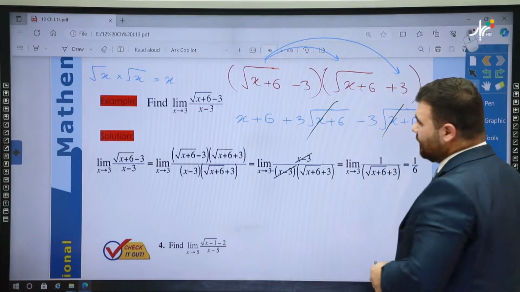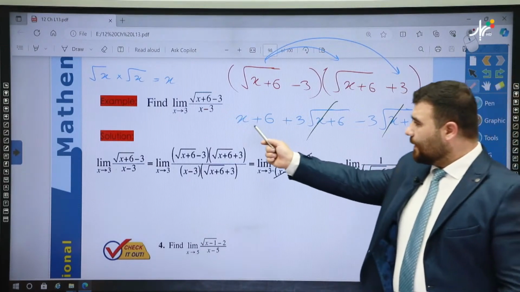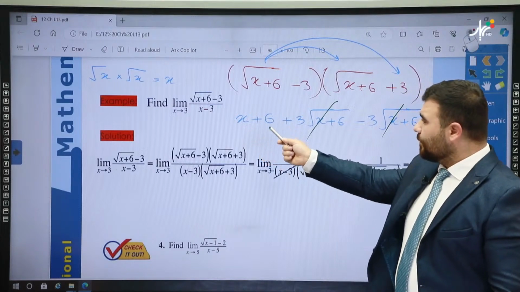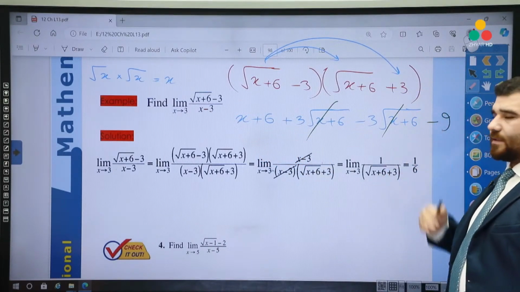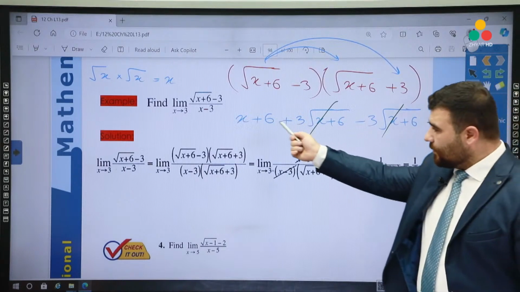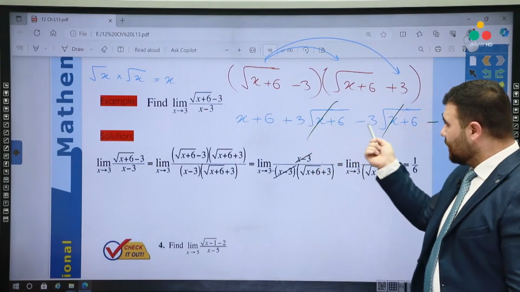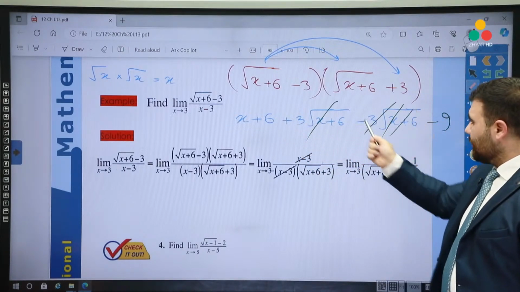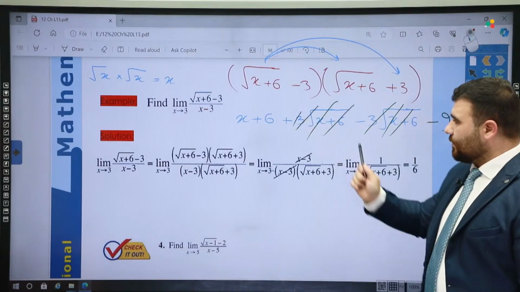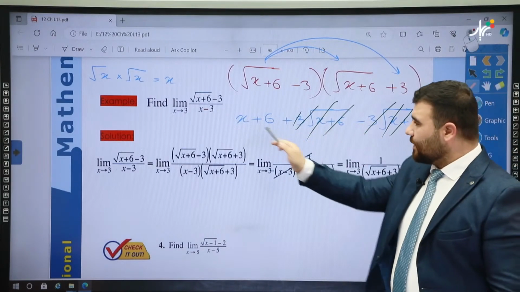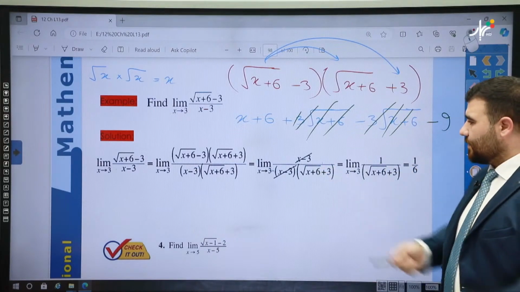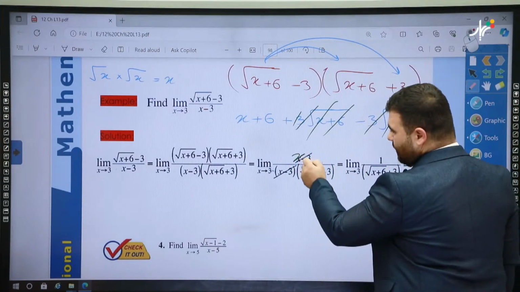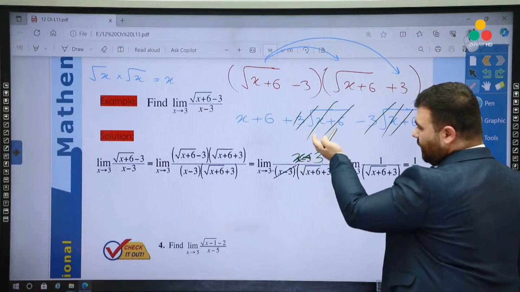What's remaining at the end is x plus 6 minus 9. This 3 will not be added with the 6. This 3 is gone, so everything about this term is gone. x plus 6 minus 9: plus 6 minus 9 is negative 3. This is why we have x minus 3 up.